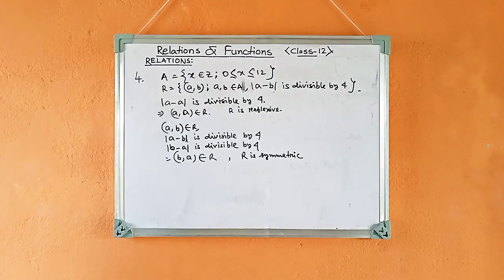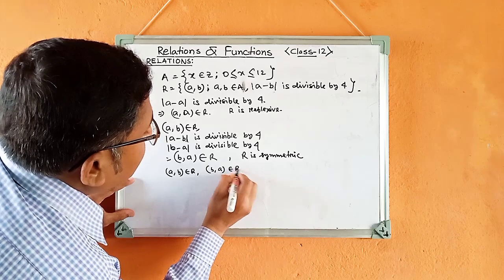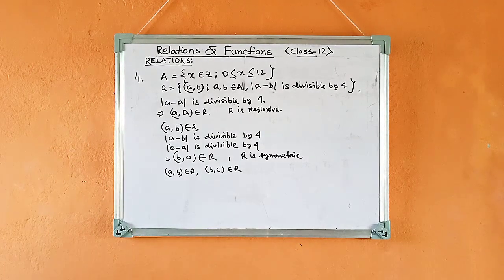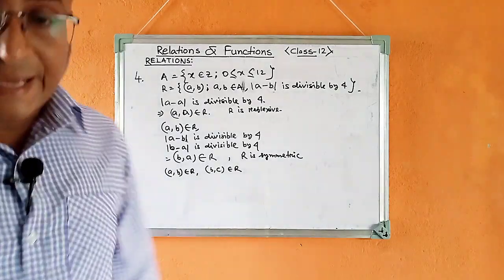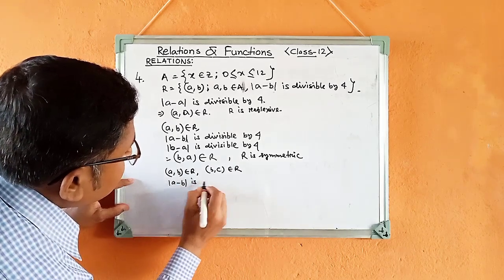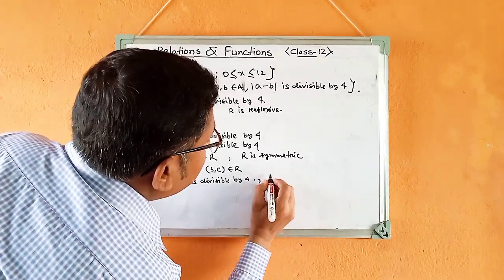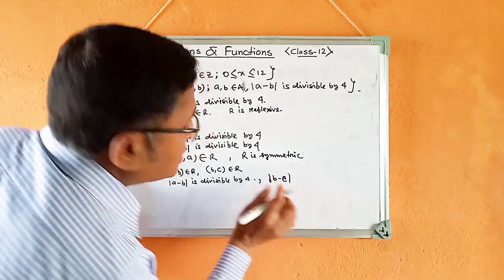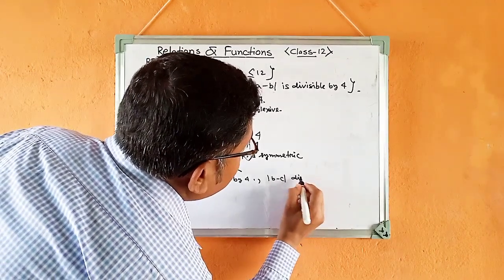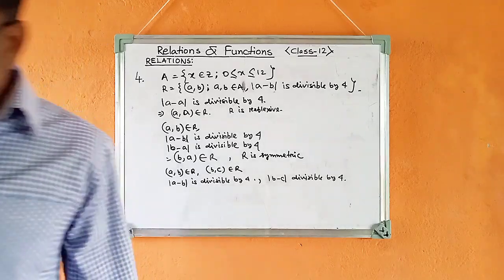See carefully. Let (A, B) belong to R and (B, C) belong to R, where A, B, C all belong to set A. Now listen carefully: mod of A minus B is divisible by 4, and mod of B minus C is also divisible by 4.